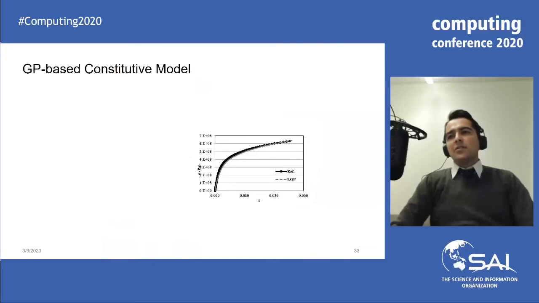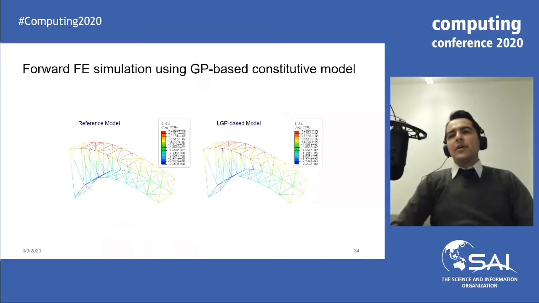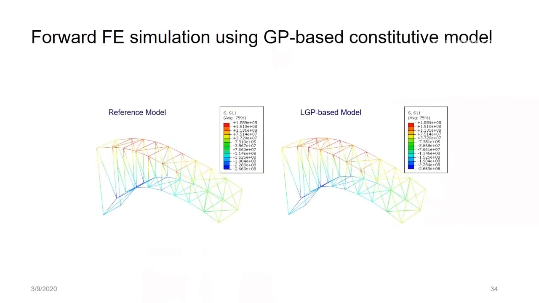And this is the result of genetic programming for predicting this stress strain curve. So I got back to the software that I use for design, the Abaqus software. You can see the response of the reference model. And now I used genetic programming in the Abaqus software as a user-defined material. And you can see the distribution and even the values for the stresses are very close for these two models.